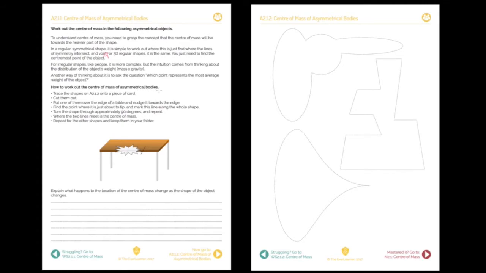So what we're going to do is we're going to take these shapes. Let's take this one, for example, just for argument. So we're going to take these shapes over here, and we're going to cut them out. Okay, so it says here, cut them out. So you're going to cut this out. You're then going to take this paper shape and you're going to glue it to a piece of card and then cut out the card.